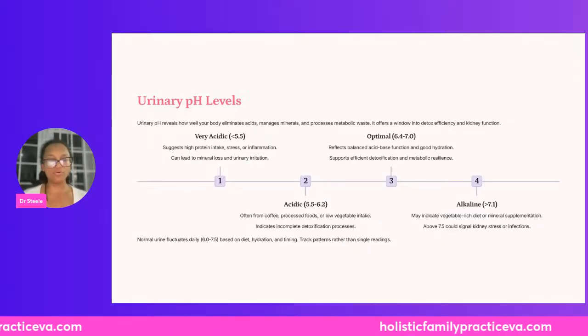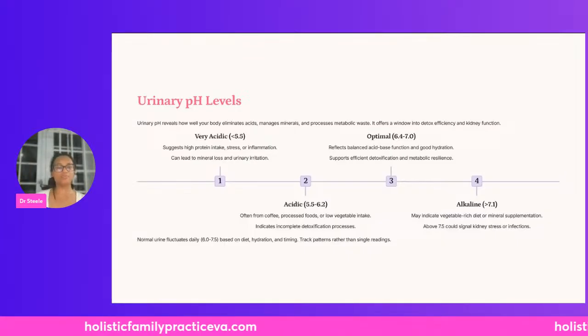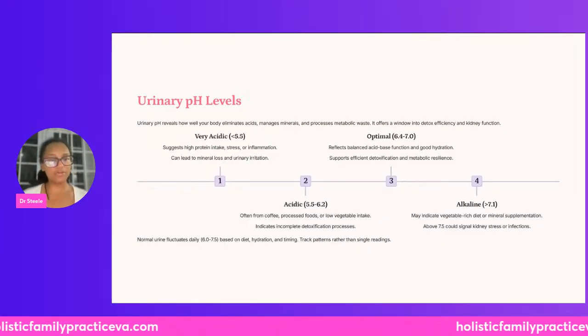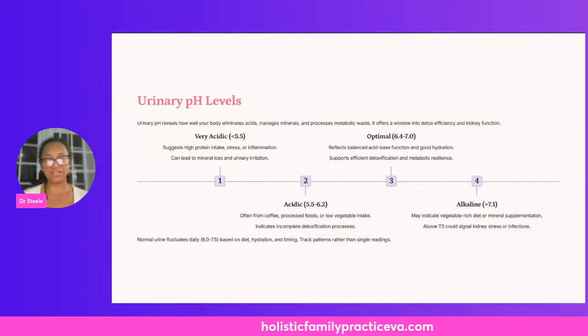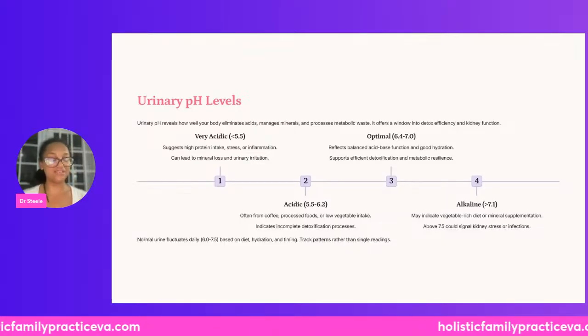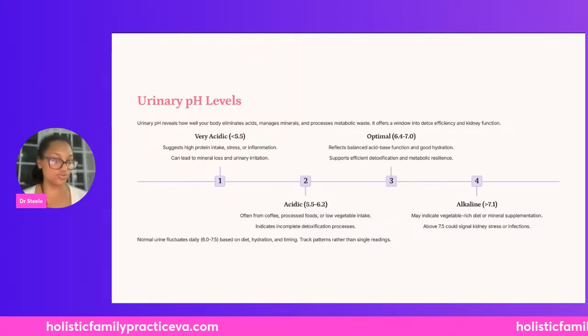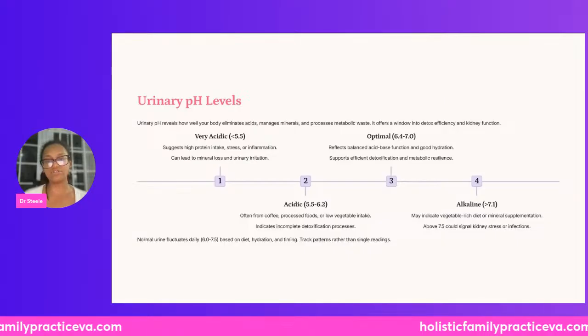So normal urine is going to shift and change regularly. That's why we track it over a 2-week period and we're tracking patterns. So 6.0 to 7.5 based on your diet, your hydration, and your timing. So you want to track patterns rather than just a single reading. Same thing as with your blood pressure, really any sort of objective finding that you're going to take from your body. You're not just going to get one marker and run with that. You're going to test it over a 2-week period of time and get your averages.